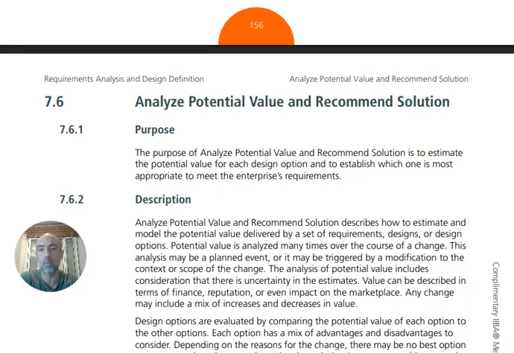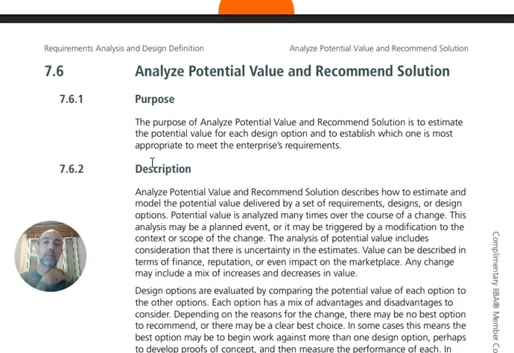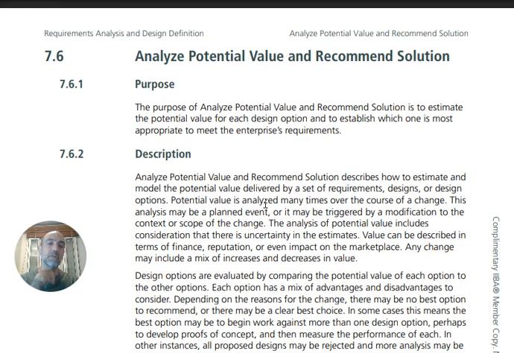So, analyze potential value and recommend solution. Now that we've finished with specifying and modeling requirements, verifying and validating them, and then defining the architecture behind them and the design options that we could use, we're analyzing the potential value and recommending a solution. So what's the purpose? The purpose of analyze potential value and recommend solution is to estimate the potential value of each design option and to establish which one is most appropriate to meet the enterprise's requirements.